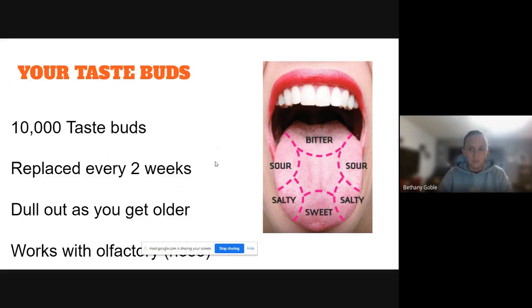This picture just shows you, it's not like those are the only areas the taste buds are, but that's the majority of your sour taste buds where they're at. Your bitter, your sweet, your salty. Okay, those are the main taste buds in our mouth and where they're primarily located.